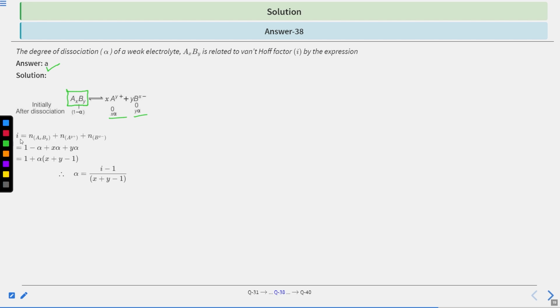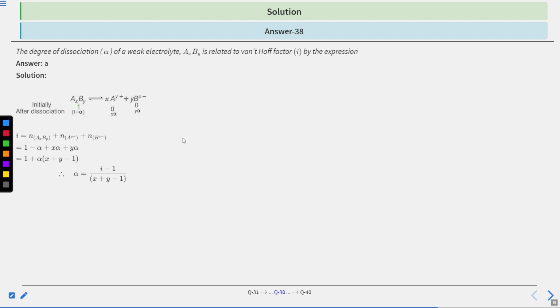So the total moles is equal to the Van't Hoff factor. That is, Van't Hoff factor equals moles of AxBy plus Ay positive plus moles of Bx negative after dissociation, right? So it is equal to 1 minus alpha plus x alpha plus y alpha. On taking common alpha, we have 1 plus alpha into x plus y minus 1. And on interchanging the terms, we have alpha equals i minus 1 upon x plus y minus 1. Hence, option A will be the correct answer.